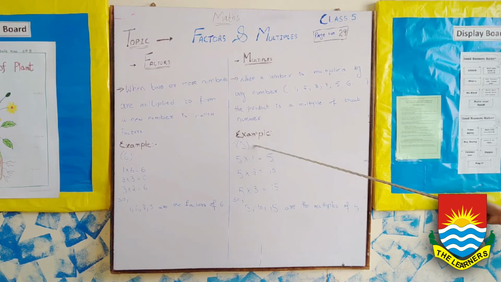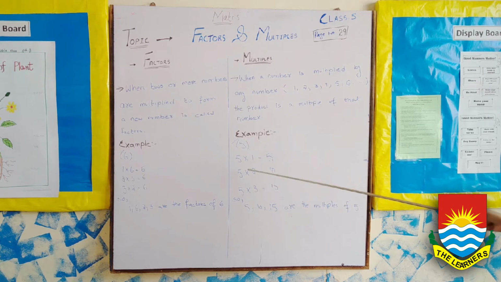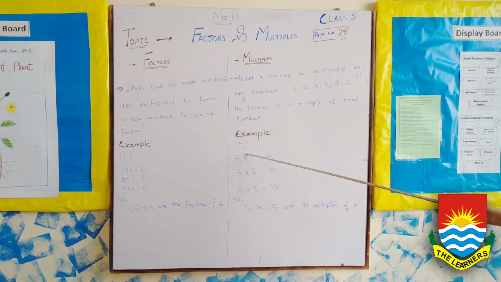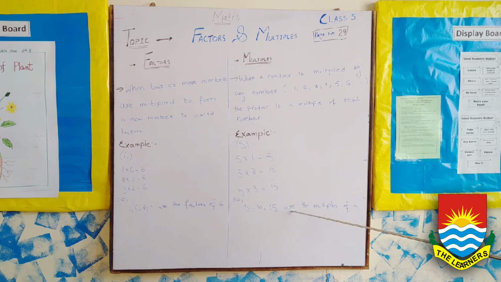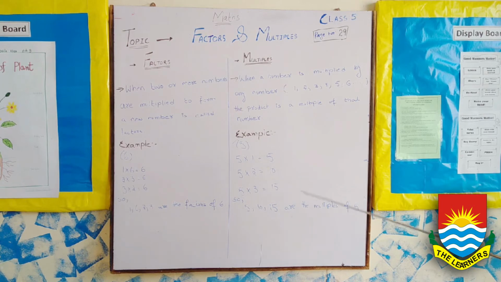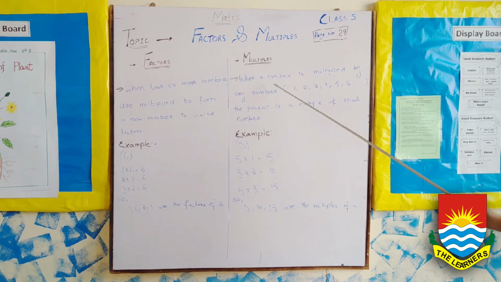For example, when I write 6 here, 6 1s are 6, 6 2s are 12, 6 3s are 18. And here I took 5. So 5 1s are 5, 5 2s are 10, 5 3s are 15. So 5, 10 and 15 are the multiples of 5. We can multiply 5 with any number, 5 multiplied by 4, 5 multiplied by 6.